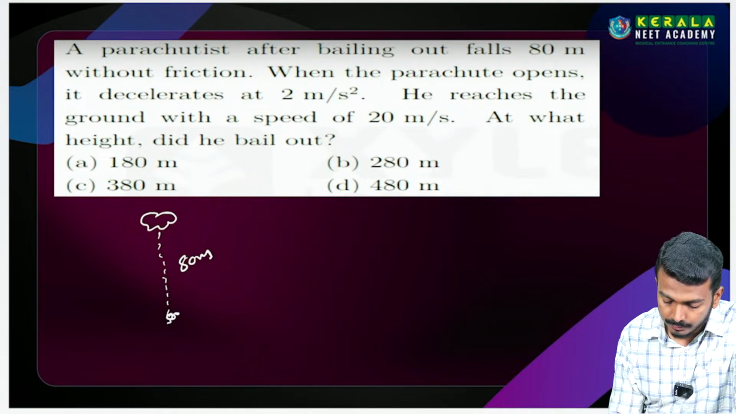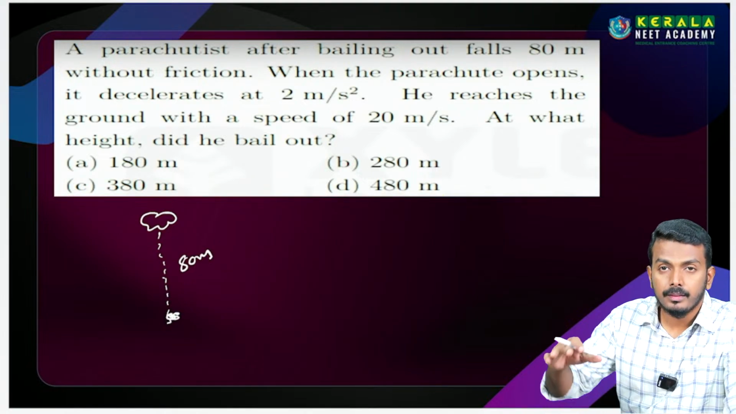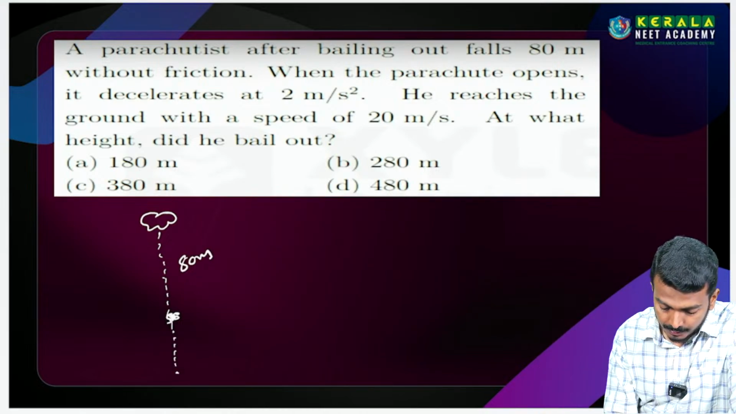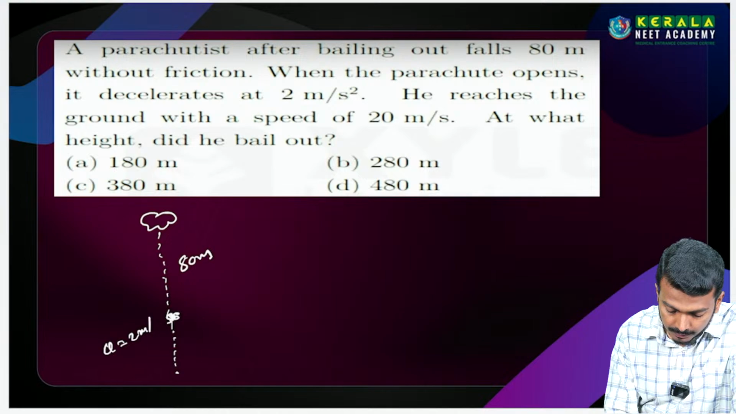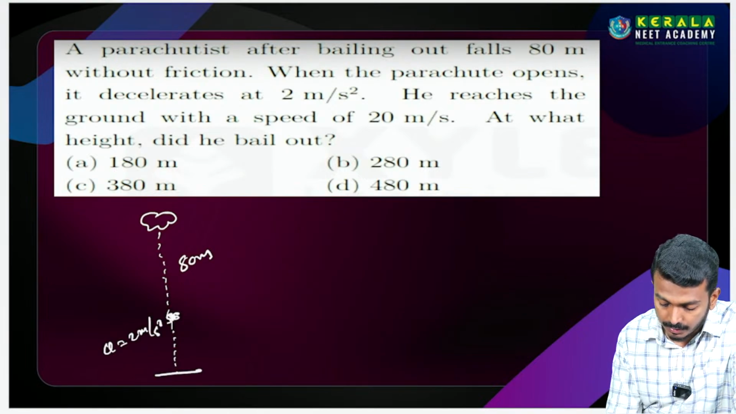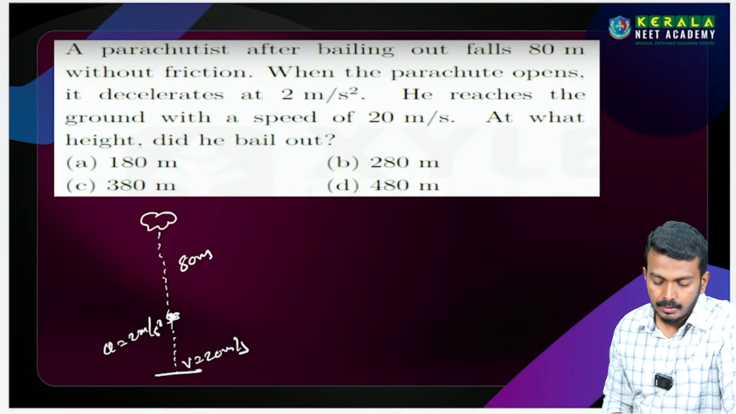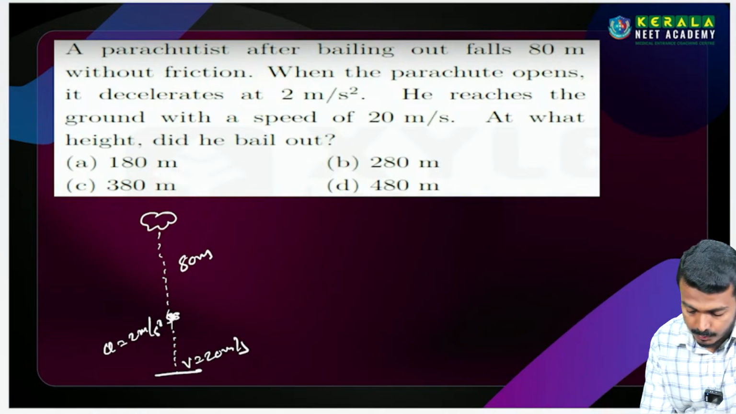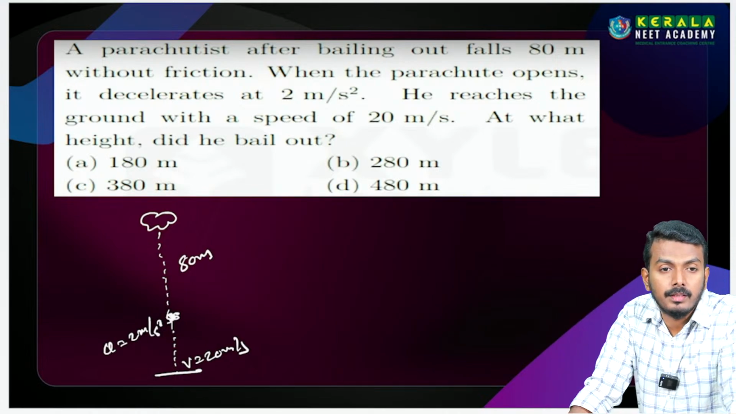After the parachute opens, what happens? It will start to retard. What is the retardation of the body? 2 meter per second square. And finally it touches the ground with a speed of 20 meter per second. Then what is the height? Total height is the question. What is given in the question?